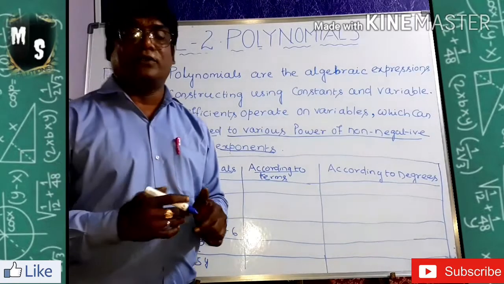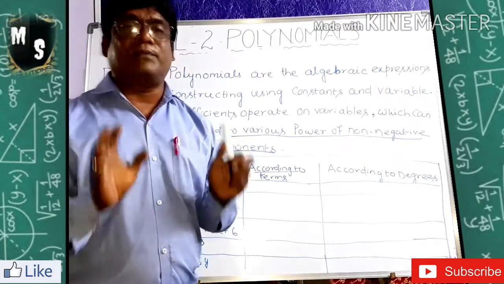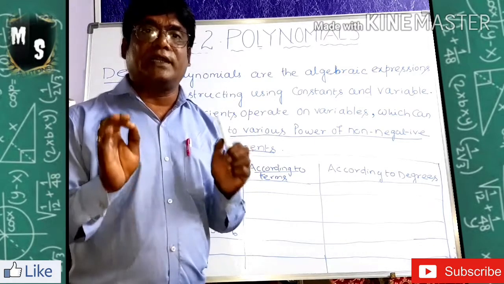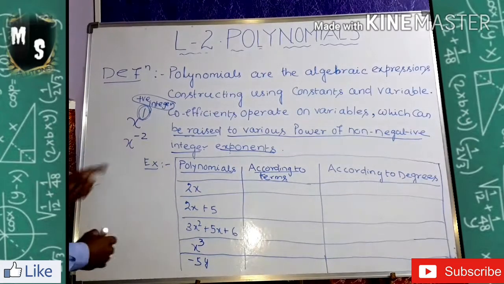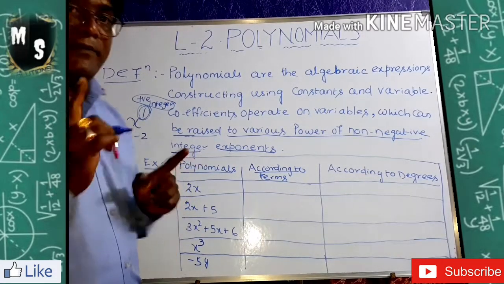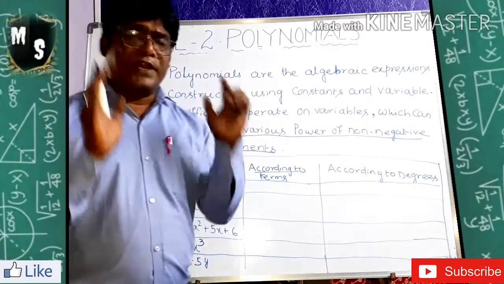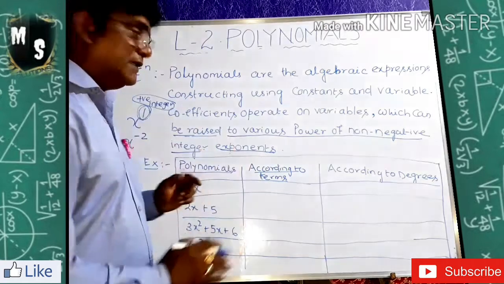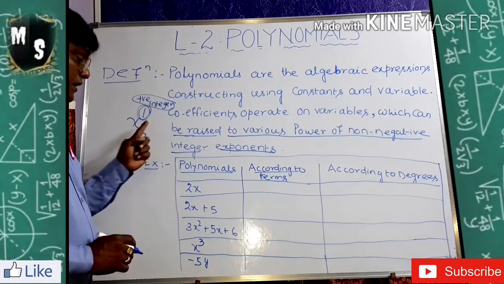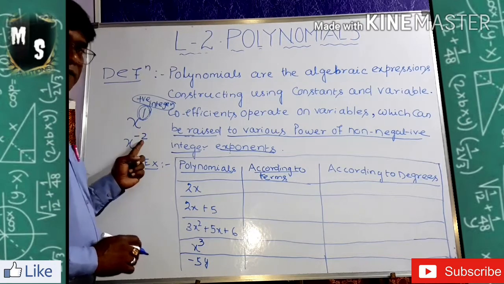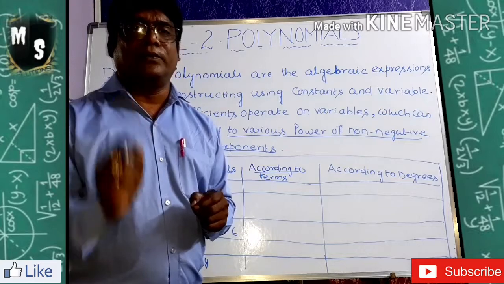I will explain you later. So non-negative means positive. That means the variable power must be a positive one. It should not be a negative one. Negative means x to the power, if I am saying -2, if this type of powers are available in an expression. Suppose an expression I am giving to you and the variable power is a negative integer. It is a non-negative integer, that means it is a positive integer. But if the variable power is a negative integer, then they cannot be said as a polynomial.